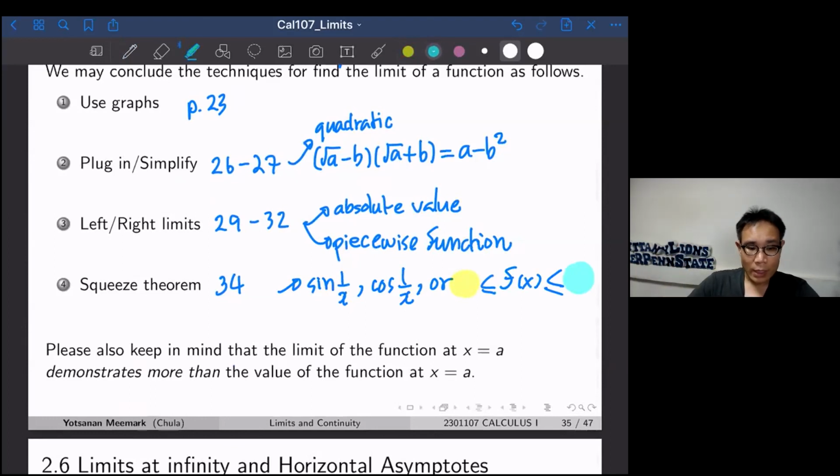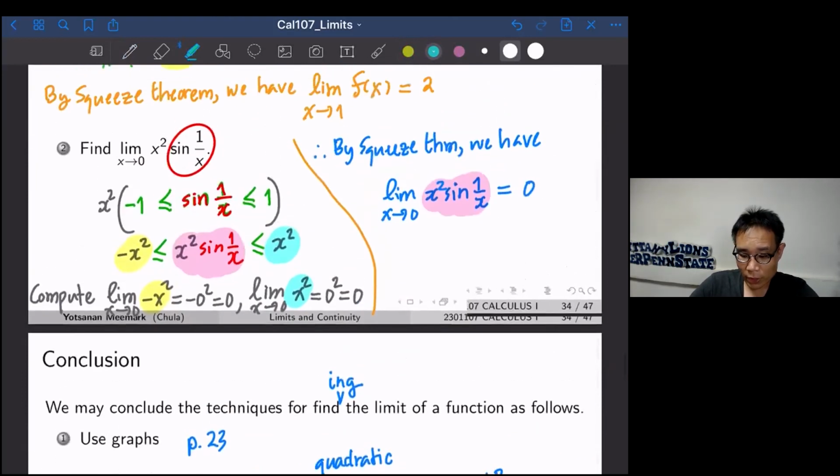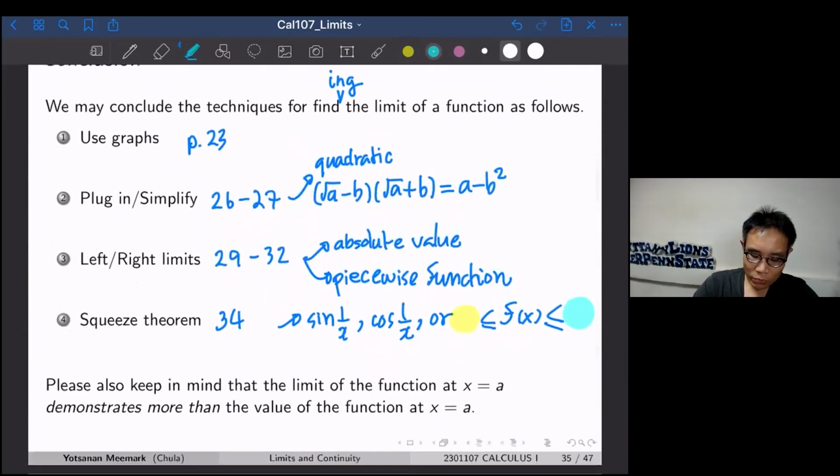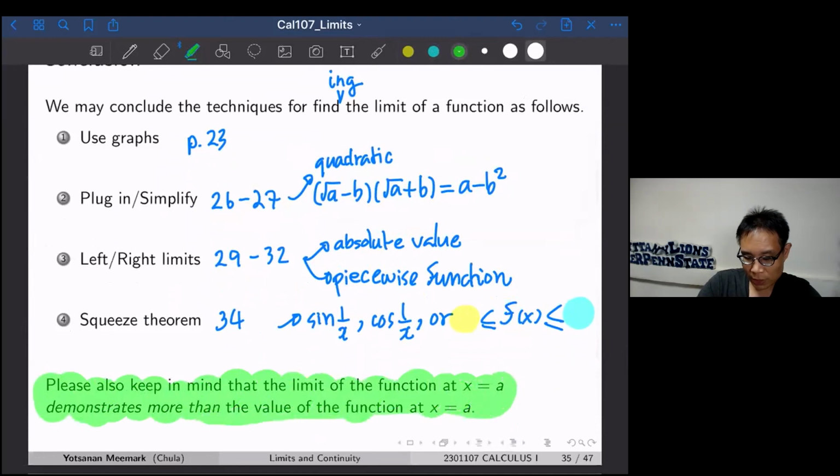Please also keep in mind that the limit of the function at x equal to a demonstrates more than the value of the function. When you see the limit exists like this, it's not just going to demonstrate the value of the function. What does it mean to say the limit as x goes to 0 of x squared sine 1 over x equals 0? Why did I say that? Please keep in mind something like this.